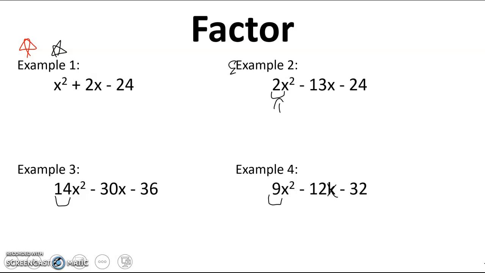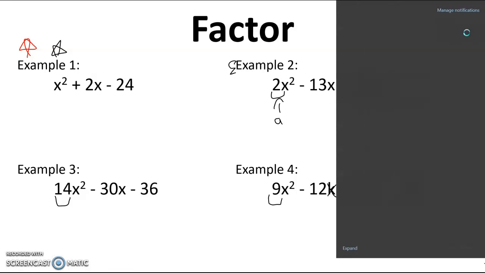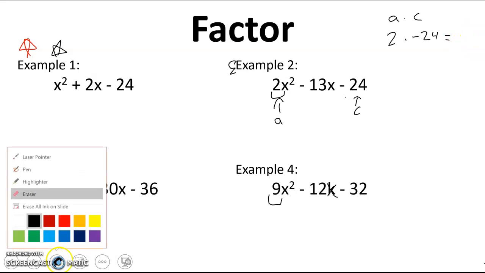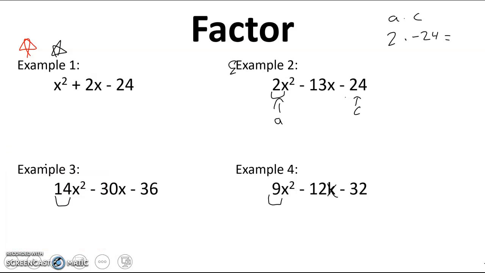So what we would do is take our a value and our c value, in this case negative 24, and we would multiply them together. Since it's a minus 24, a times c is negative 48. I'll write it down here. So it's equal to negative 48.